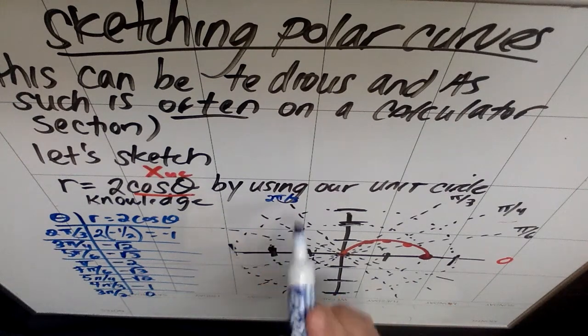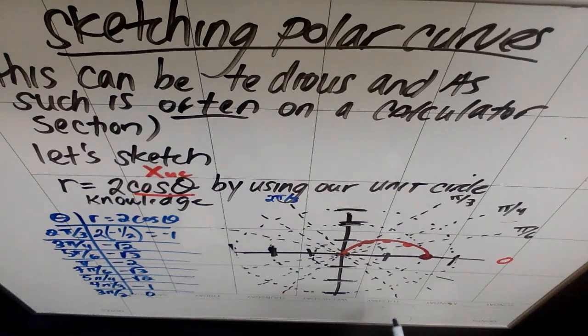So instead of walking on the 2 pi over 3 line, I'm going to actually walk on the 5 pi over 3 line. And I'm going to walk backwards 1 unit. So that means that this dot is actually going to go right here. So from here, I'm going to this spot, right?